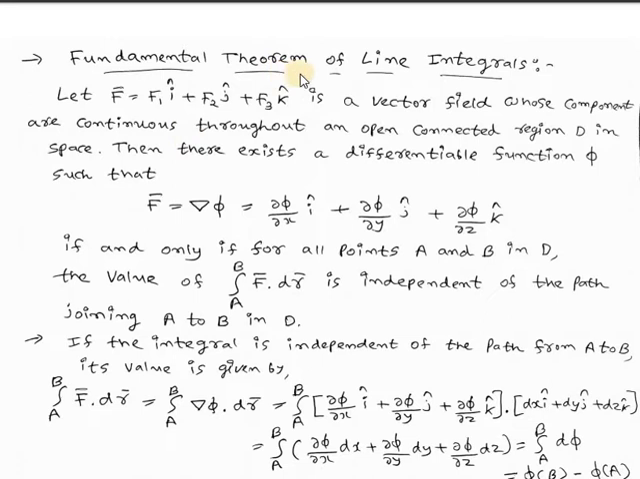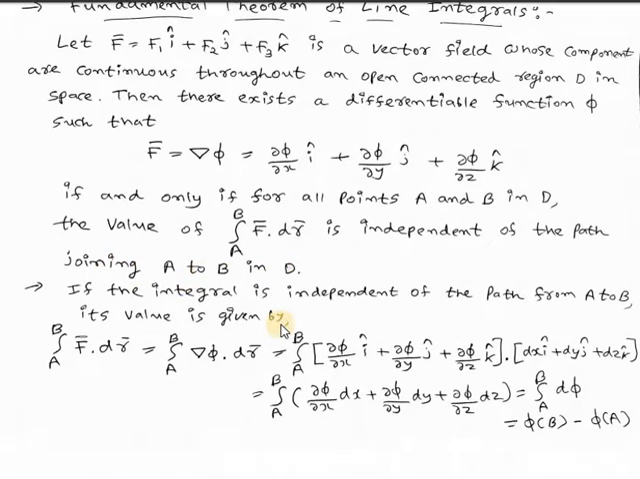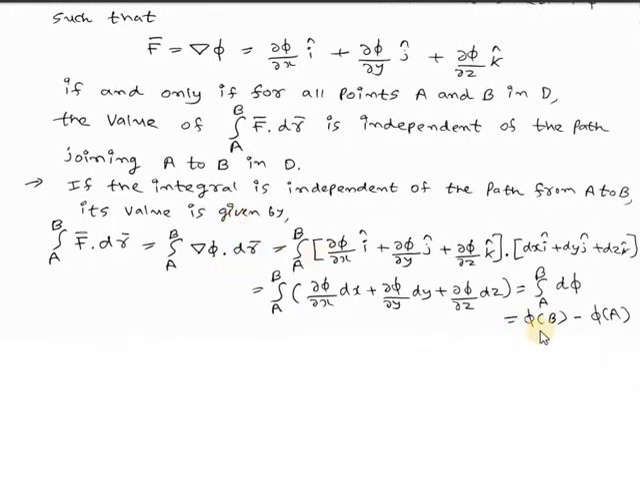So the fundamental theorem will help us to determine whether a line integral is independent of path or not. For that we have to check f bar is equal to gradient phi, that means curl f bar is equal to 0. So in an example, if we are getting curl f bar equal to 0, then we can say that the line integral is independent of the path joining a to b, and its value can be found by this.